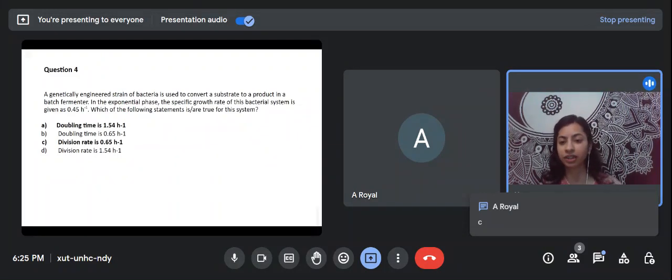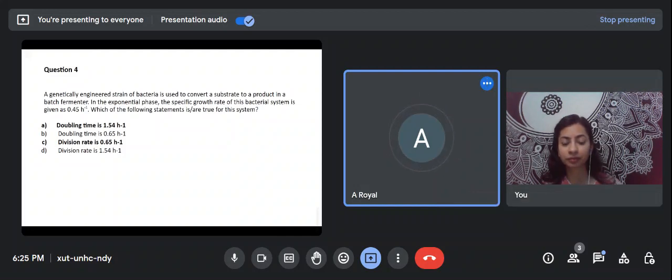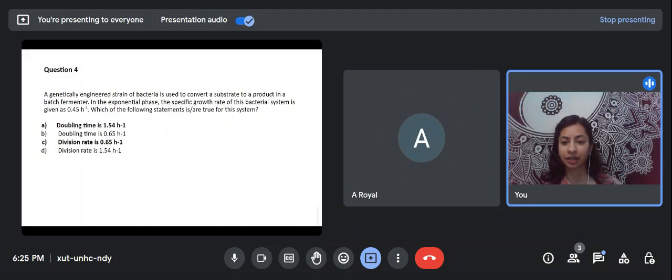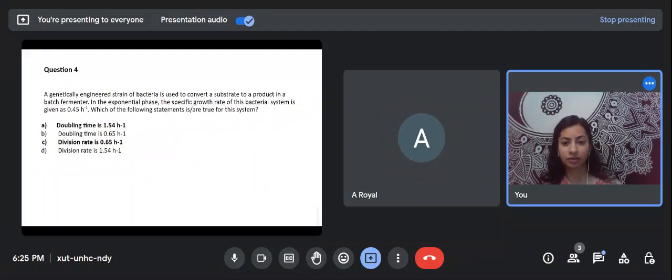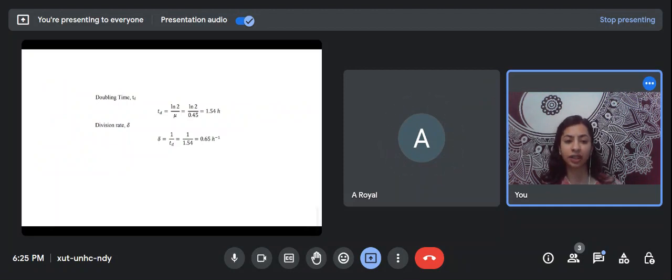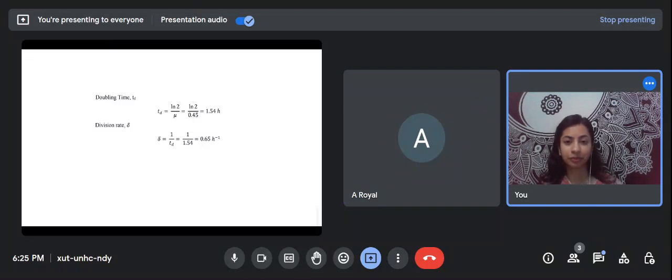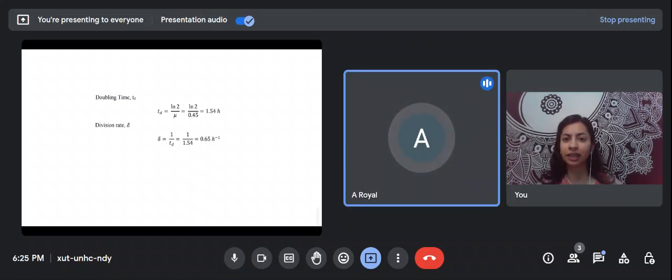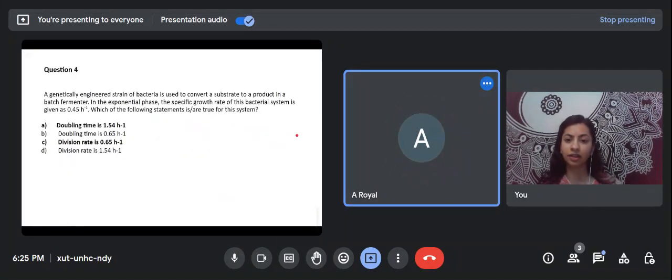If you have the specific growth rate, you can find out both the doubling time and the division rate. I think the doubling time is per hour here. Yeah, it's per hour. Could I just see your answers, please? This one? Yeah, no, the next slide. Okay. This one? Yeah. So I think the per hour unit has gone first. I'm sorry. No, no problem. So I think doubling time is in hours only, not per hour. Only, yeah. So division rate is per hour. So I think the answer would be only C, I think. Yeah.